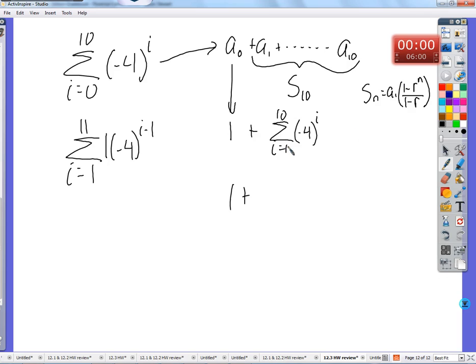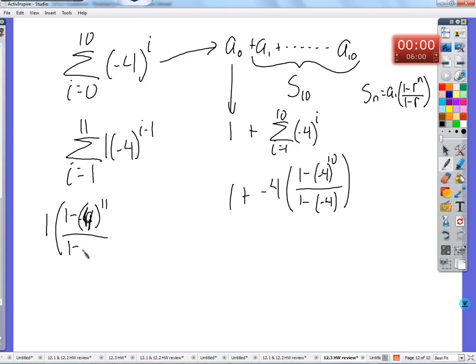So this right here, a sub 1, now we can actually plug in 1. That way, negative 4 to the 1 is negative 4. Negative 4 times 1 minus r to the n over 1 minus r, which is just r. Oh, sorry, r is negative 4. I don't know why I do that. A sub 1 now would be plugging 1 times 1 minus negative 4 to the 11th over 1 minus negative 4.